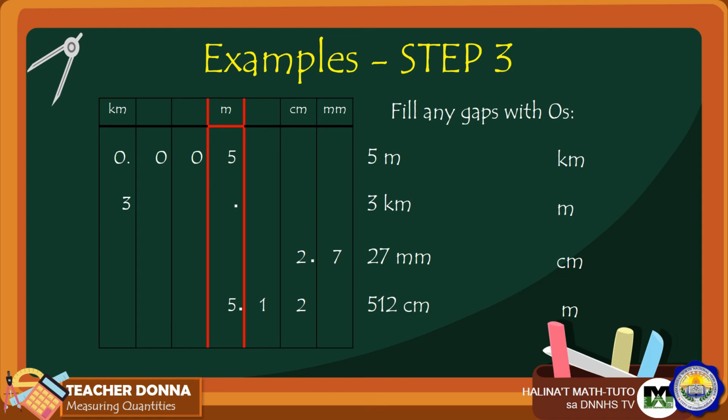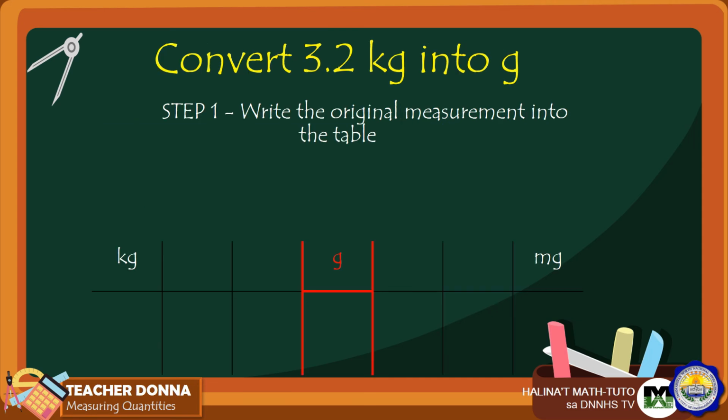Ayan. So, sa 5 meters, nagkaroon siya ng 3 zero. So, 5 meters is equal to 0.005 kilometers. And then, 3 kilometers equals 3,000 meters. Yung 27 millimeters natin naging 2.7 meters. And then 512 centimeters naging 5.12 meters.